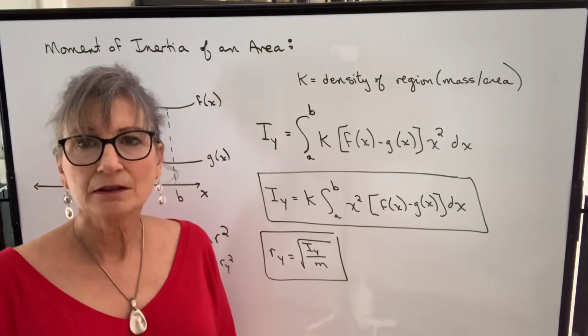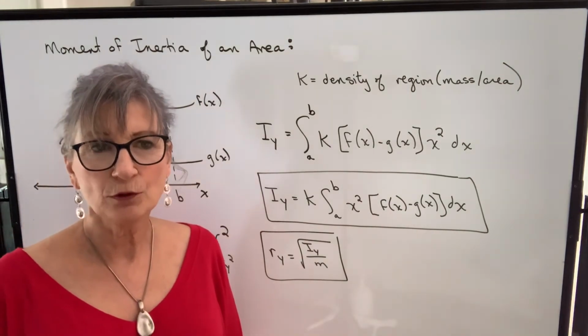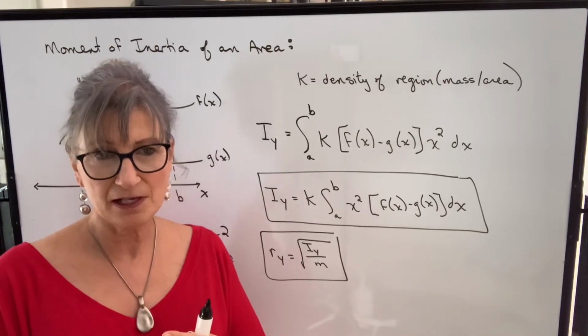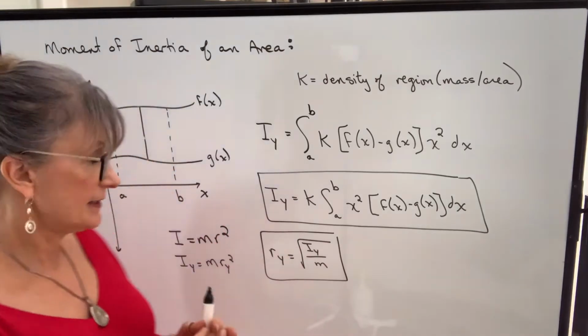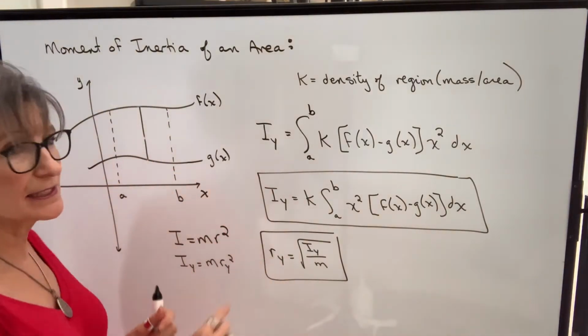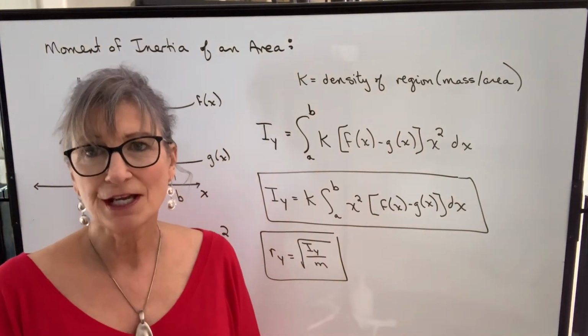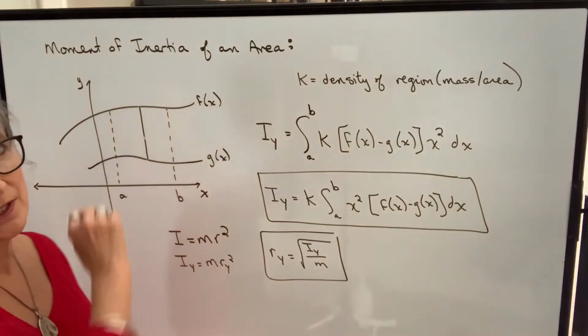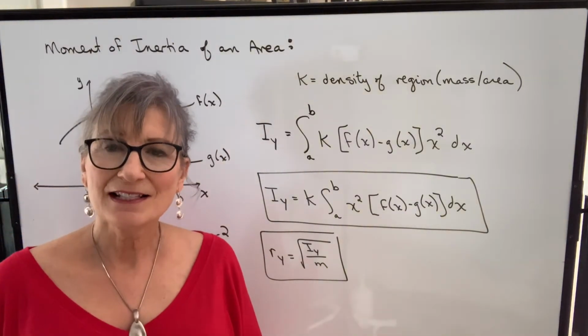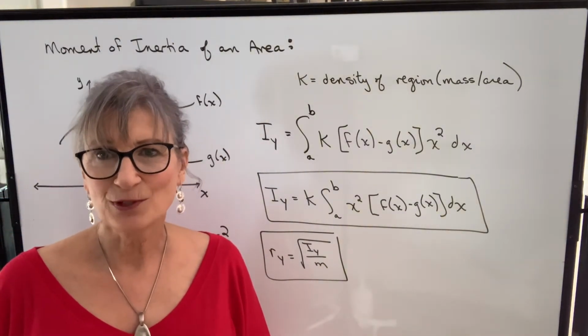And what that radius of gyration means is that if you were to take a mass of the same value and place it on a line that is this distance away from the y-axis, it will have the same rotational inertia as your whole area does. Let's take a look at an example to see how this works.